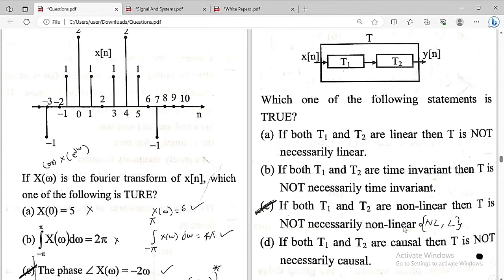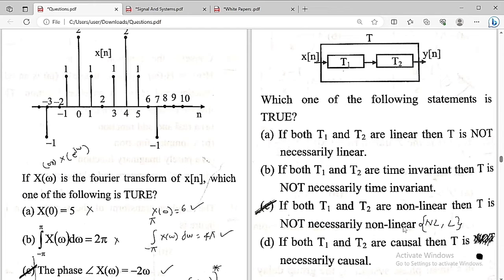Necessarily means that if the word "not" is not there, T is necessarily non-linear, meaning they are saying it is definitely non-linear. But not necessarily means not compulsory. Not compulsory means it can be non-linear or linear also. So option C is the correct solution of this question. But in option D, if you see, if both T1 and T2 are causal, then T is not necessarily causal, which is wrong. It should be compulsorily causal. If this "not" were not there, it would also be true.